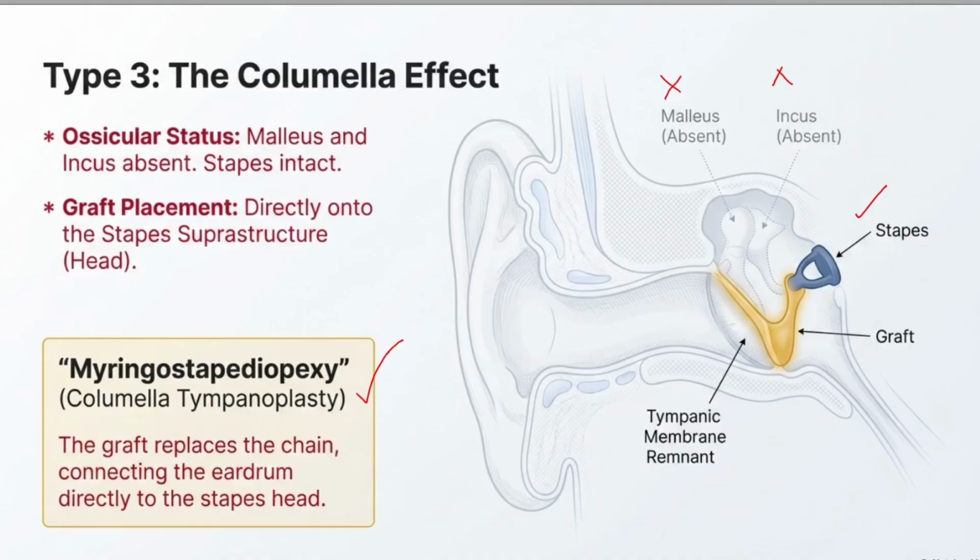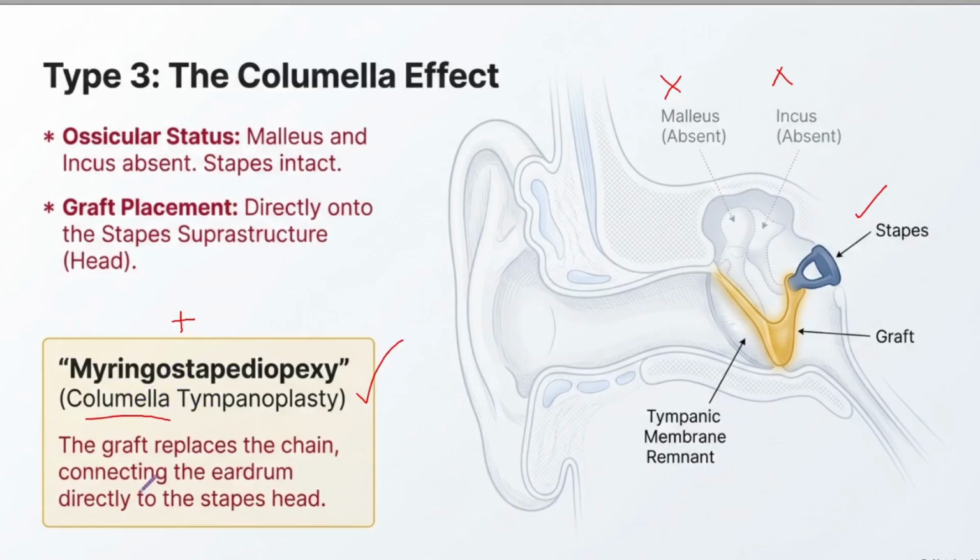But there's another term here I found even more interesting. Columella tympanoplasty. Yes, and this is a really cool nod to evolutionary biology. Explain that. Columella sounds like a pillar or something. It refers to the columella, which is the single ear bone you find in birds and reptiles. Just one. We mammals have three: malleus, incus, and stapes. Birds just have one straight rod, the columella, that connects the drum straight to the inner ear.